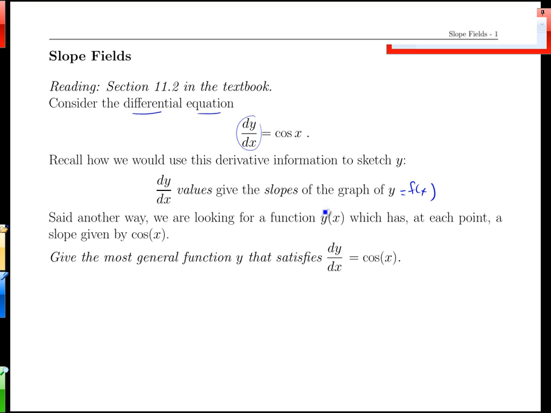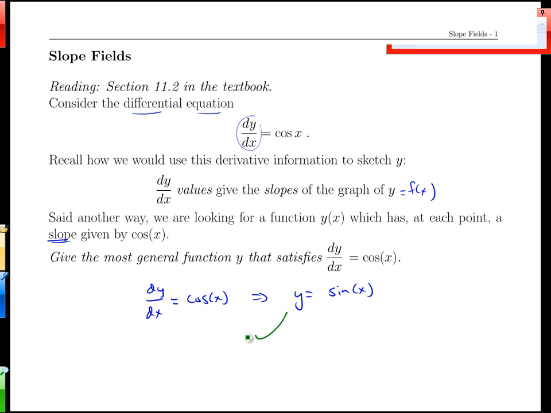So what we're looking for when we're starting with the differential equation is a function y of x, which has at each point slopes equal to cos of x. So let's see how that plays out. This is actually a nice easy example, because if we know that the derivative of our function with respect to x is cos x, we can say that y would equal sine of x.